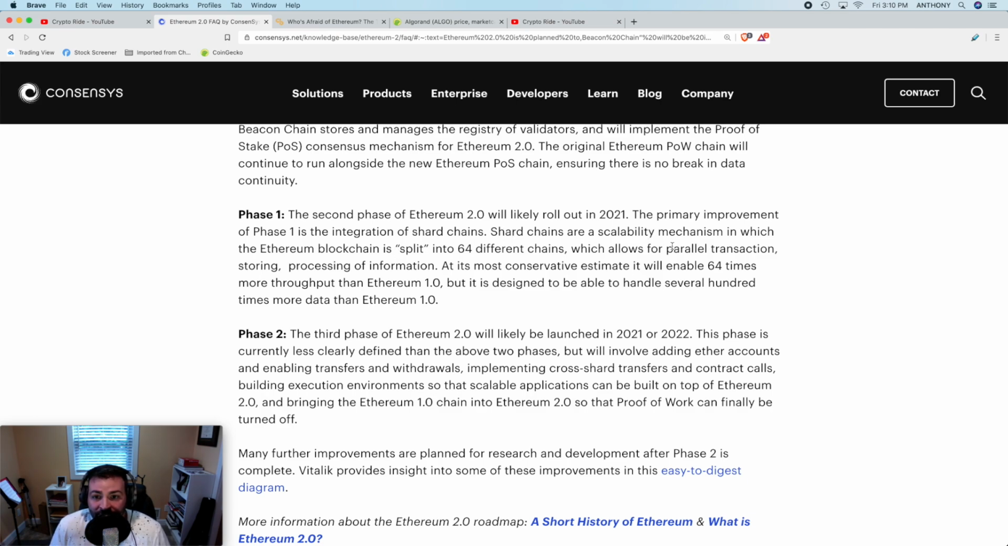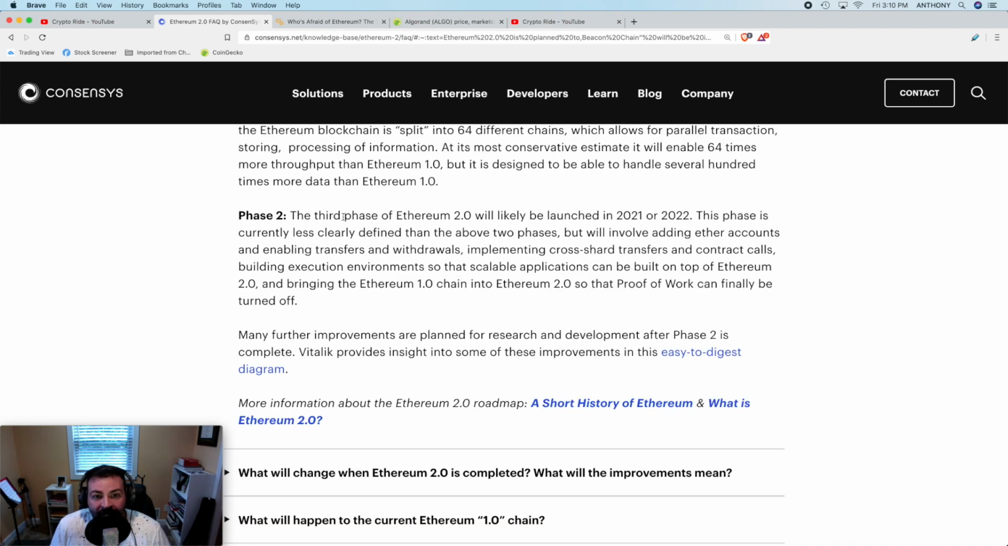So shard chains are scalability. If you don't know what they are, shard chains are scalability mechanisms in which the Ethereum blockchain is split into 64 different chains, which allows for parallel transaction storing. Basically it processes information faster, and it will help the scalability issues. And then the third phase of Ethereum 2.0 will likely be launched in 2021 or 2022. So I didn't realize this, and I want you to know, as a viewer of this video, we're looking potentially at multiple years before this is fully completed.